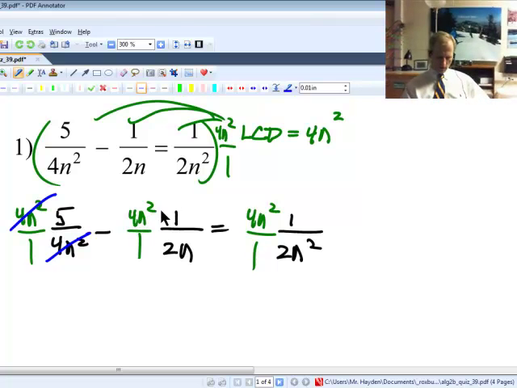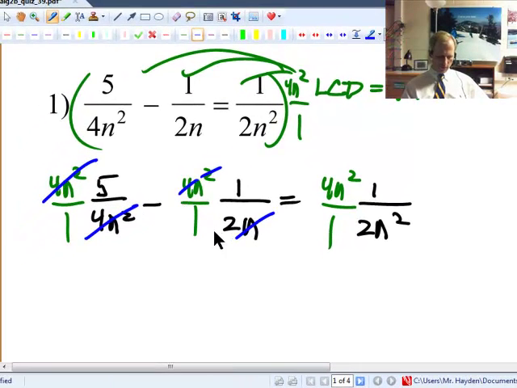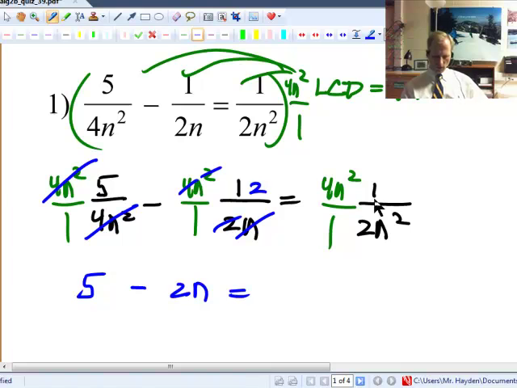So all terms cancel out for the first fraction. In the second fraction, one of the n's does, and then 4 over 2 becomes 2. And then over on this side of the equation, both of the n's cross out, and I'm left with 4 over 2, which is just 2.